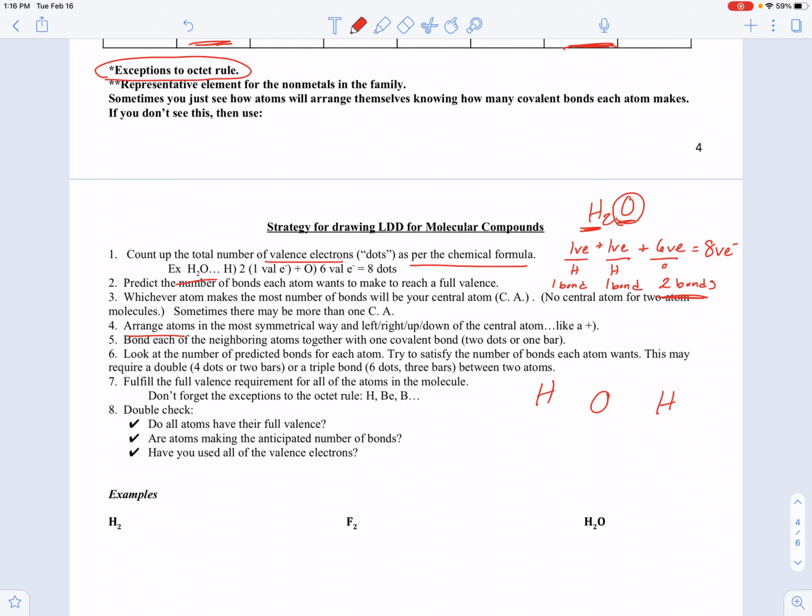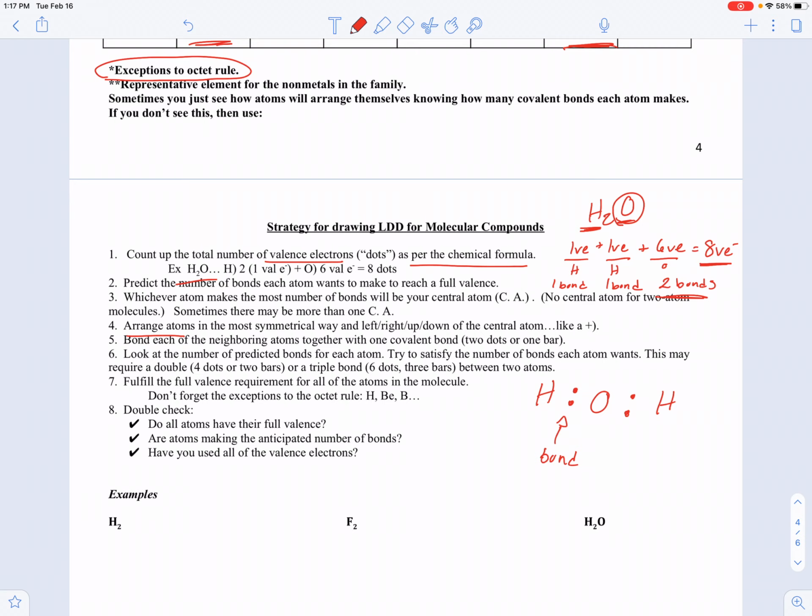Then the first thing I'm going to do is put my bonds in. So a bond is a shared pair of electrons. So it's 2 dots is a bond. So I'm going to do bonds on the left and bonds on the right because that's what makes a molecule, is that things are bonded together. And so far what I can see is that I have used 4 dots and I'm allowed to use 8 dots total in my picture.